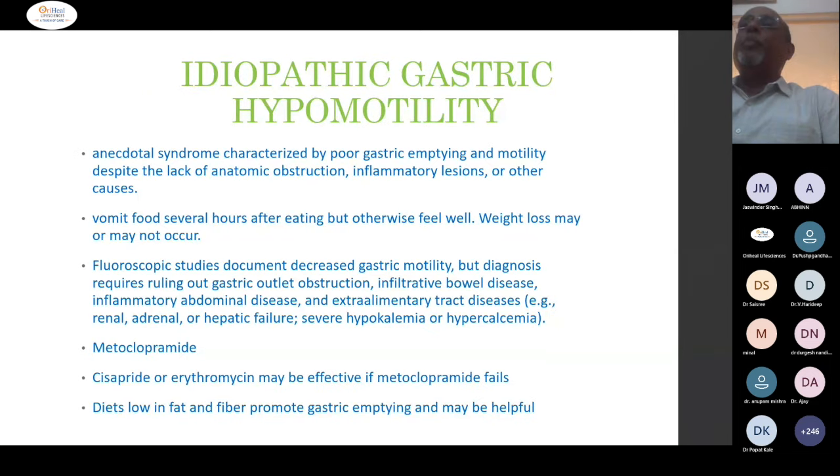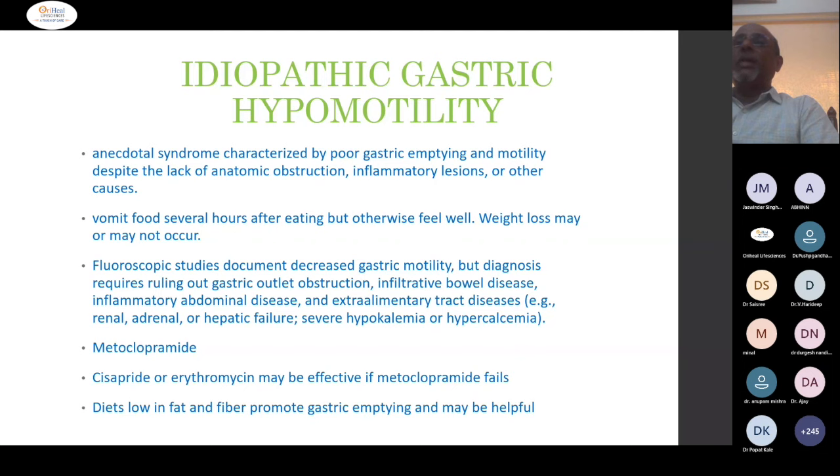Okay, next is idiopathic gastric hypomotility. Again, these are all rare conditions, but when there is a motility problem, you will have to think about idiopathic gastric hypomotility. It is an anecdotal syndrome characterized by poor gastric emptying and motility despite the lack of anatomic obstruction, inflammatory lesion or other causes. If all other tests show no obstructions, no inflammation or other causes, then you should think about idiopathic gastric hypomotility.